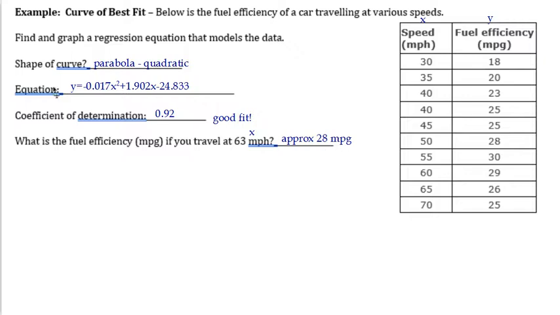Make sure that you use your PEMDAS for these, right? So approximately 28 miles per gallon using our model. Now we're not saying that 63 miles per hour itself is absolutely 100% going to be 28 miles per gallon, because remember, this isn't a perfect fit. However, this is the best model we've got to work with, and so if someone asked you this question, this is the best you can get, okay? All right, let's look at one more example.